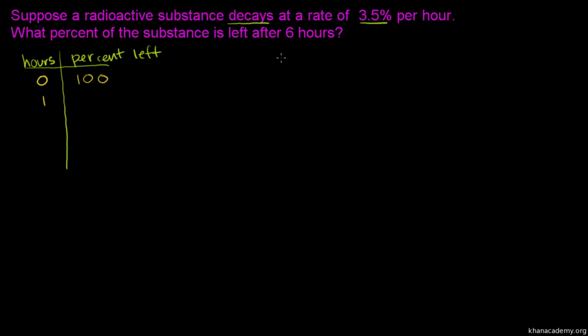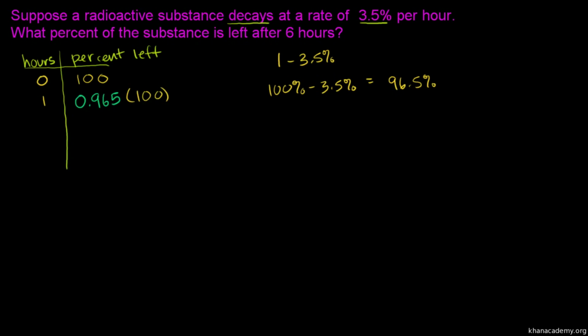Right, remember, if you take 1 minus 3.5%, or if you take 100% minus 3.5%, this is how much we're losing every hour. That equals 96.5%. So each hour, we're going to have 96.5% of the previous hour. So in hour 1, we're going to have 96.5% of hour 0, or 0.965 times 100.